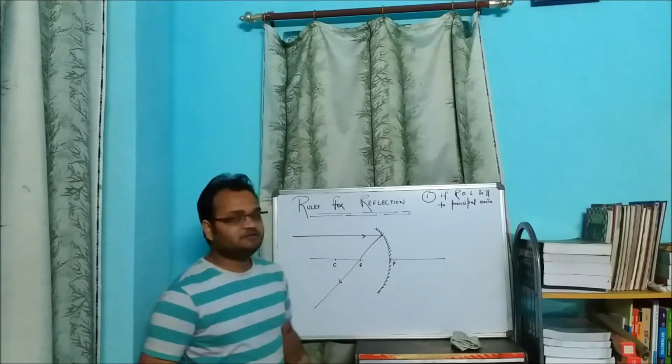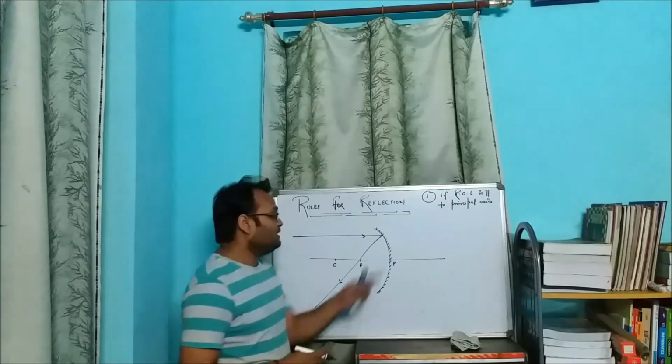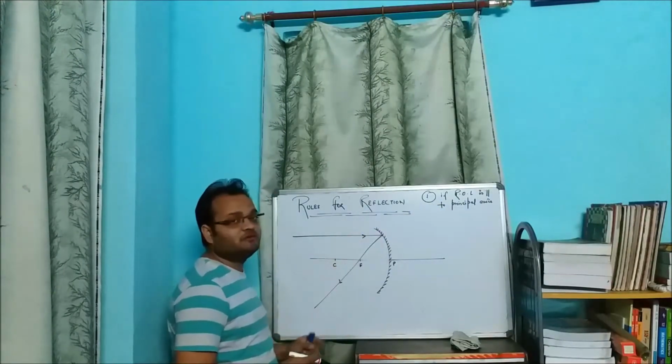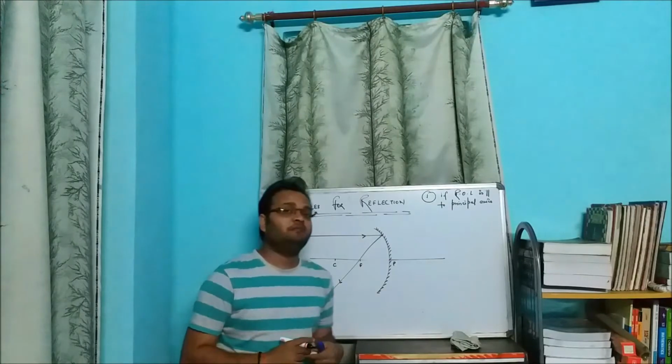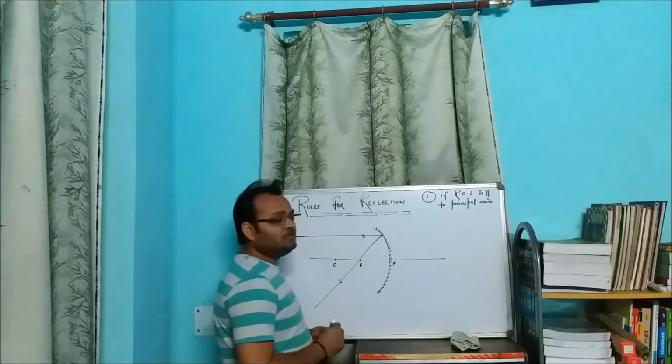So this is the first case you need to draw in your notebooks. If a ray of light is parallel to the principal axis, the reflected ray will pass through the focus. Now coming to the second rule.